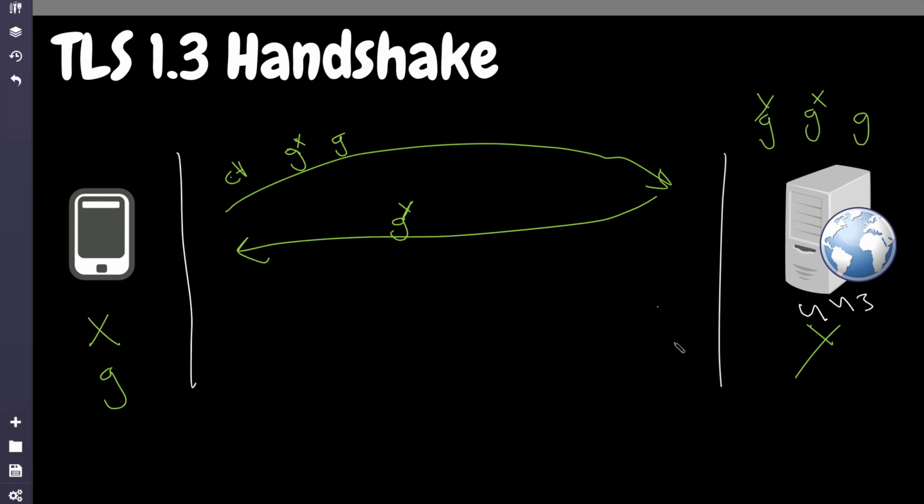And here's what the server does. The server will raise G to the power X, which it got from the client, to the power Y. And if you know a little bit of math, what does this equal? This is equal to G^XY, because you multiply the exponents together.